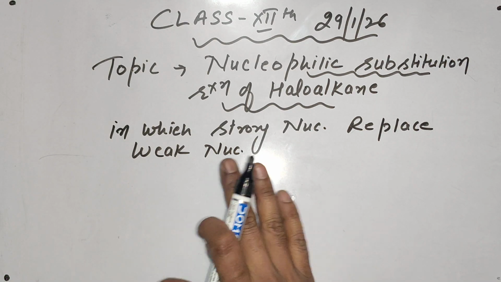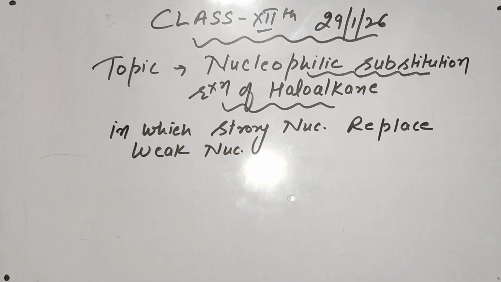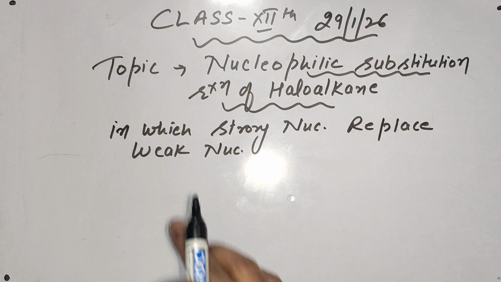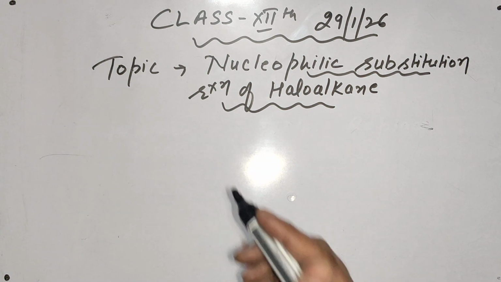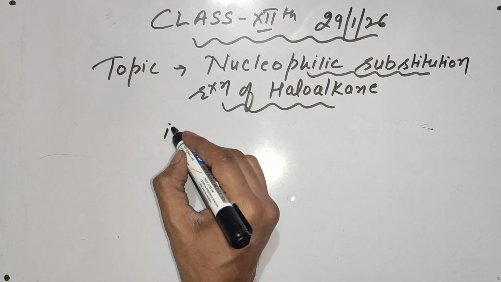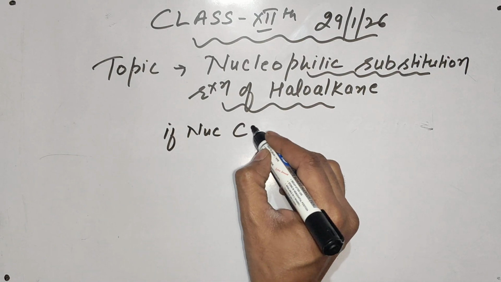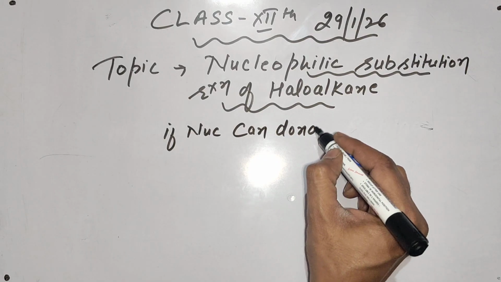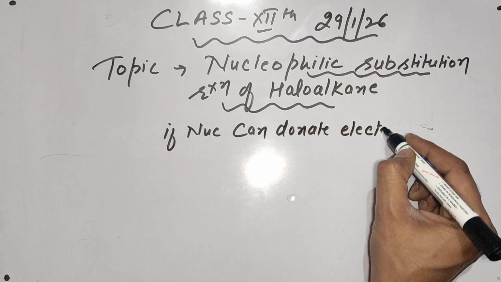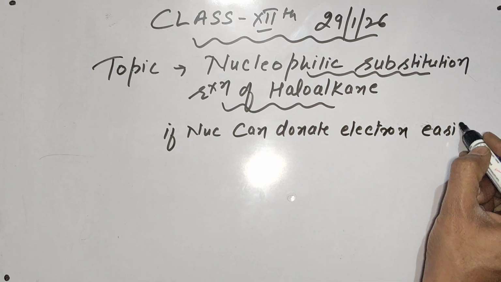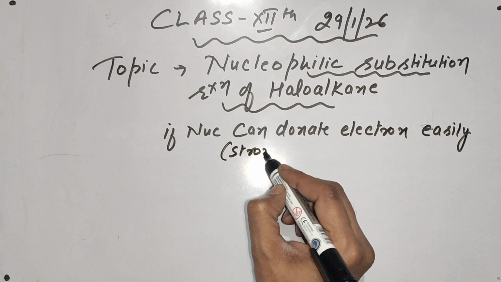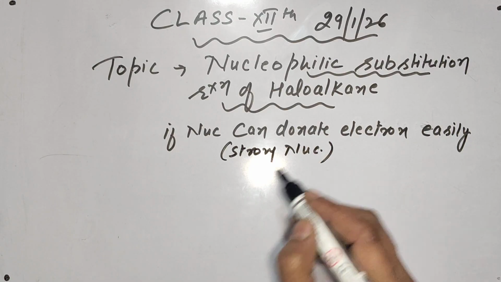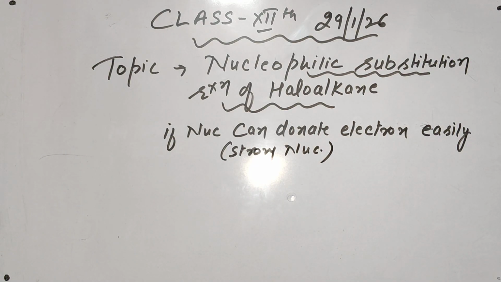What are nucleophiles? These we have already understood in 11th class. Now how to decide which are strong and which are weak nucleophiles? If a nucleophile can donate electrons easily, it will be a strong nucleophile. And if a nucleophile can't donate electrons easily, it will be a weak nucleophile.